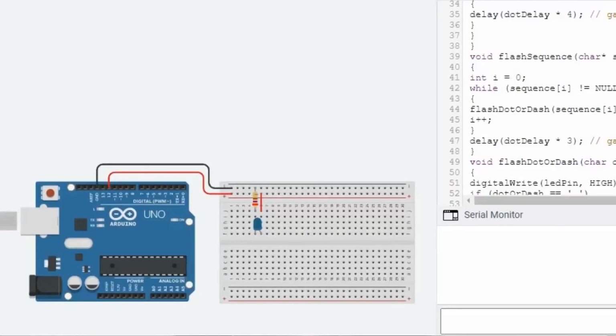This Morse code circuit only contains an LED and a 270 ohm resistor. As you can see, the anode of the LED is connected to the 12th digital pin of the Arduino, and the cathode of the LED is connected to the ground through the 270 ohm resistor.